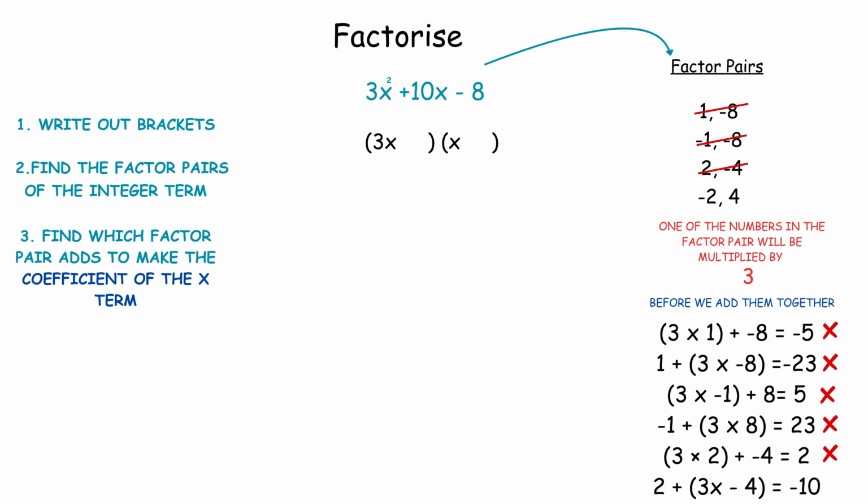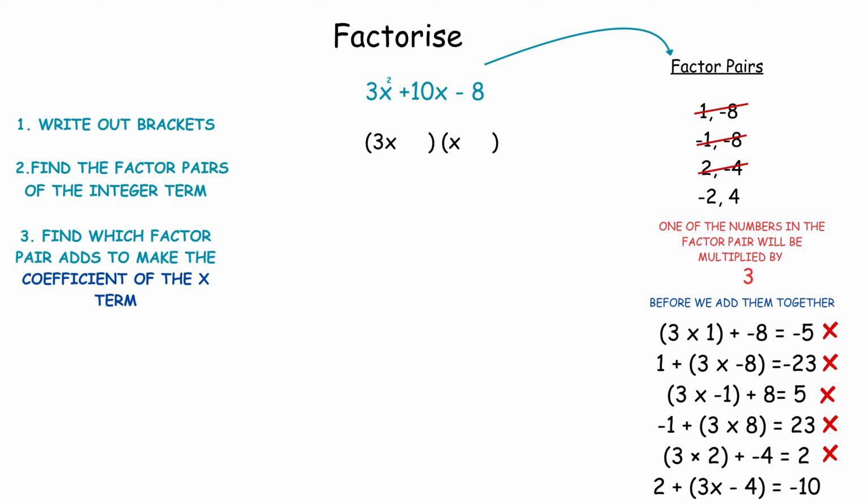Now for the second example, let us factorize 3x squared plus 10x minus 8. We write two brackets again, one starting with 3x and the other with x because these multiply to give 3x squared. Then we list all factor pairs of -8, which are positive 1 and -8, -1 and positive 8, positive 2 and -4, and -2 and positive 4.